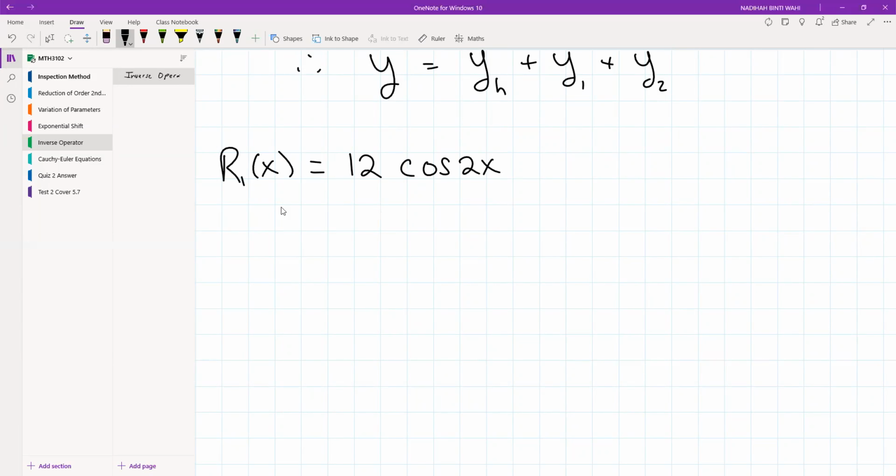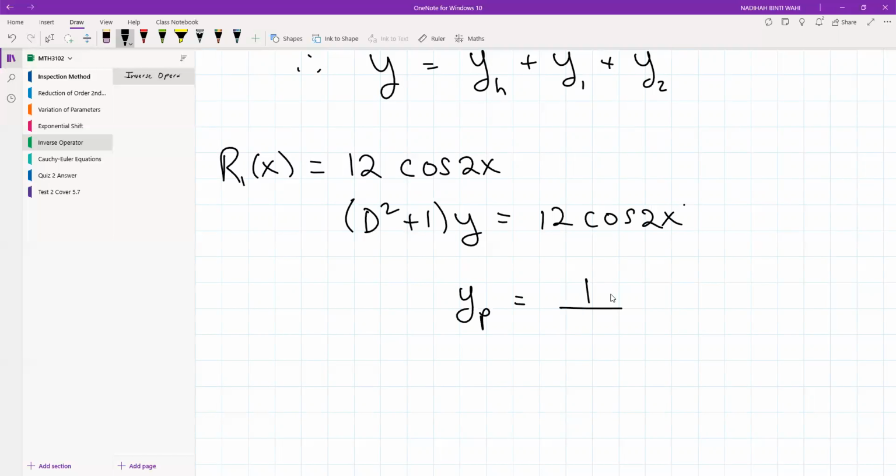Okay, so kita dah buat tadi. Y double prime plus y, this is just d squared plus 1 times y. So this is equals to 12 cosine 2x. So yp is just 1 over d squared tambah 1 darab dengan 12 cosine 2x.